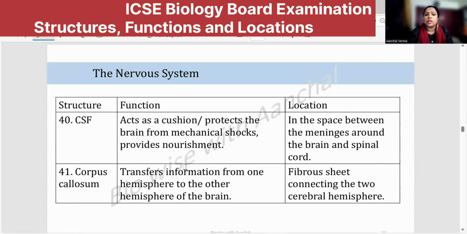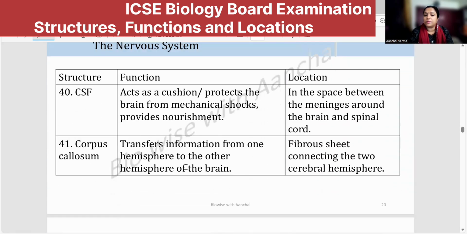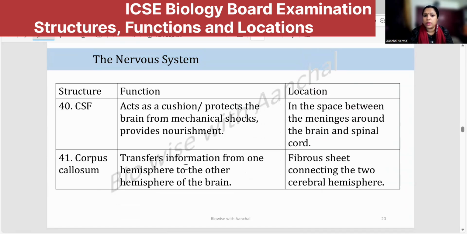Then next is CSF, that is your cerebrospinal fluid. It acts as a cushion, protects the brain from mechanical shock, and provides nourishment. Where is it present? It is present in the space between the meninges around the brain and the spinal cord.